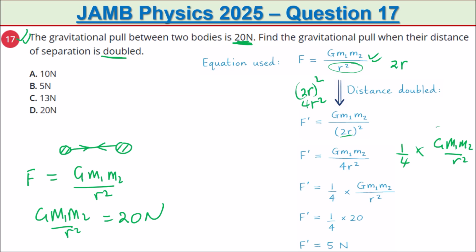So this thing is the same as what? 20, because it was 20 before doubling the distance. We just introduced a multiplier factor, which is a quarter. So a quarter times 20 will give us 5, which was option B. The key factor here was, can you recall and apply the law of universal gravitation for mass 2 and mass 1 in a gravitational field?